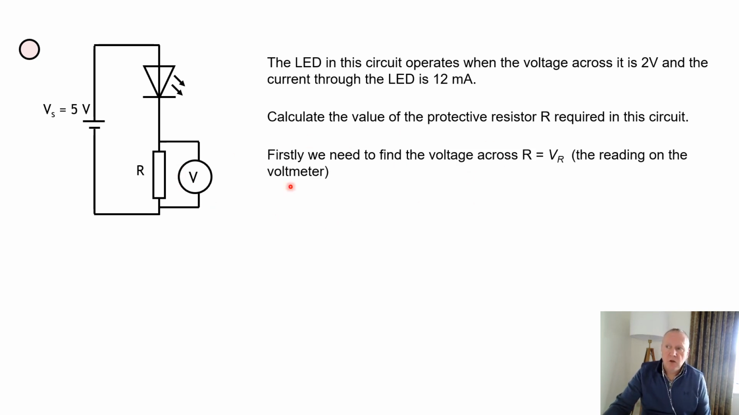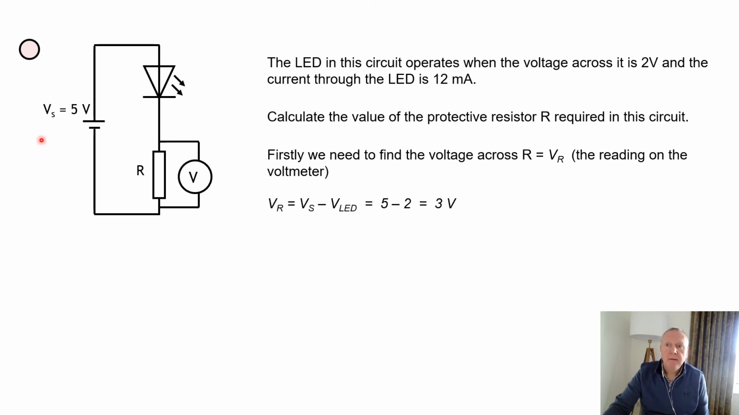So first thing you need to do, remember, if we want to find the value of that resistor, from the previous slide, we need to know that voltage and we need to know the current through it, because if you want to find the resistance here, you're going to do R equals V over I for that part there, for the resistor. So the first thing we need to do is work out what the voltage across the resistor would be, and that's going to be the reading on the voltmeter. There's no reason why I put a voltmeter in there, just for ease of reference really.